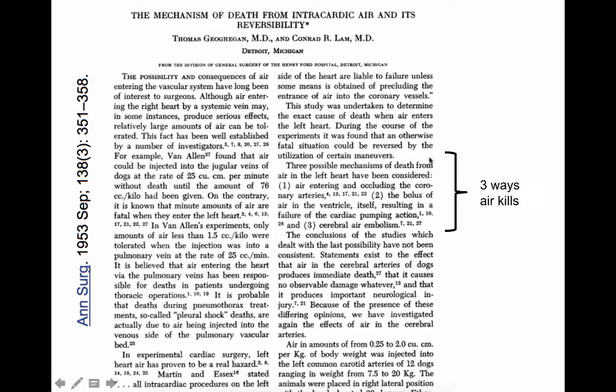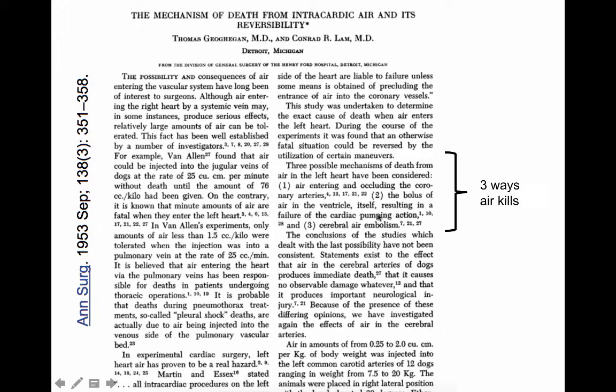And in this, in their introduction, they said there's three possible mechanisms of death from air in the left heart have been considered. One, air entering and occluding the coronary arteries. So if air gets into the coronary arteries, it effectively blocks blood flow to the myocardium, and it can cause arrhythmias and ultimately fibrillation, and that would cause death.